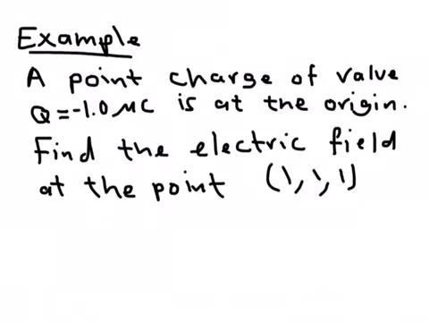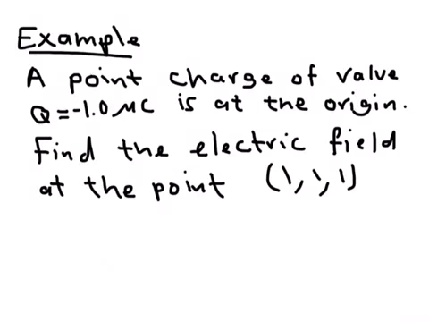Let's take a look at an example just to help us understand this concept. We have here a charge of value minus 1 microcoulomb. So here the charge is located at the origin, at the point 0, 0, 0. I would like to know the electric field created by that charge at the point 1, 1, 1.